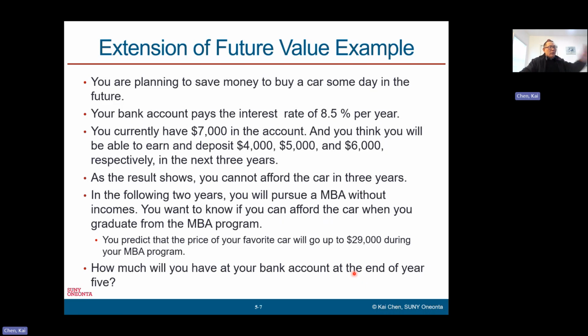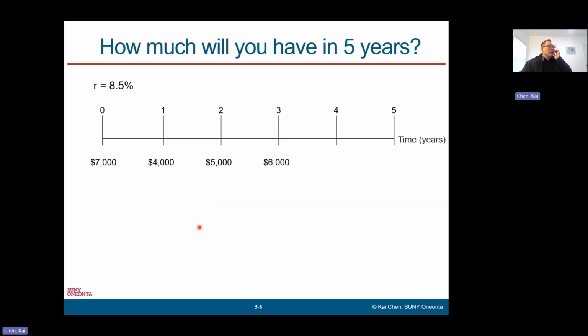You keep your bank account for an additional 2 years until you graduate from your MBA program. Now you want to know how many dollars you will have in your bank account. Again, this time we're going to have a 5-year timeline, and we want to know the future value of these 4 cash flows at the end of year 5.